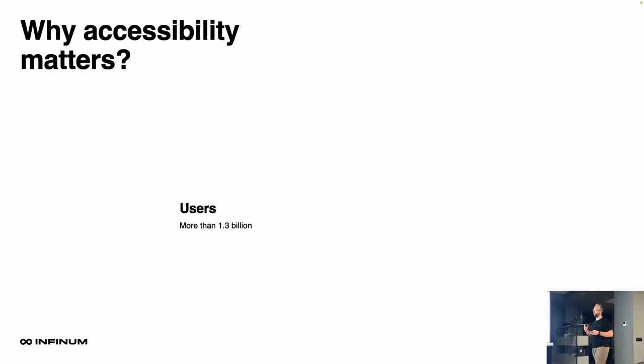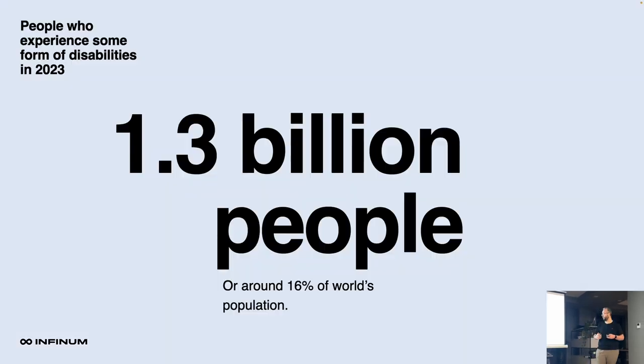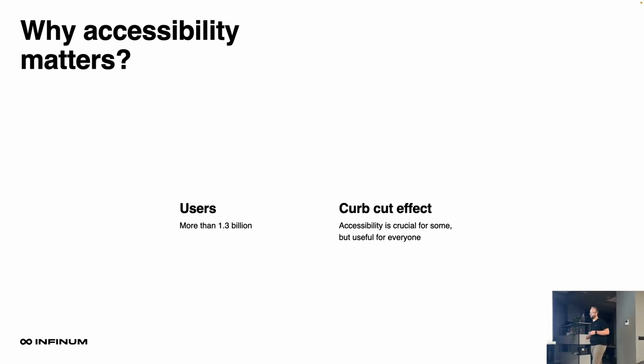So why does accessibility matter when we talk about digital products? We have 3 main points. One is the users, of course. This is for whom we are making the product, for whom we are constructing these beautiful things that we do. And WHO estimates that in 2023, there are 1.3 billion people around the world, or 16% of the world's population, that experience some sort of disability. And as we will later see, disabilities have a very wide spectrum and wide range that can happen. And as you can see, one in six people that is using your product could benefit from better accessibility features there. The other one is, of course, the curb cut effect.